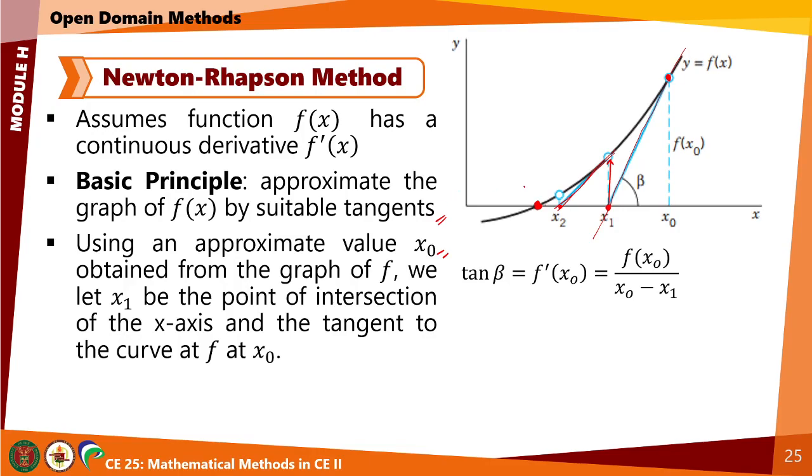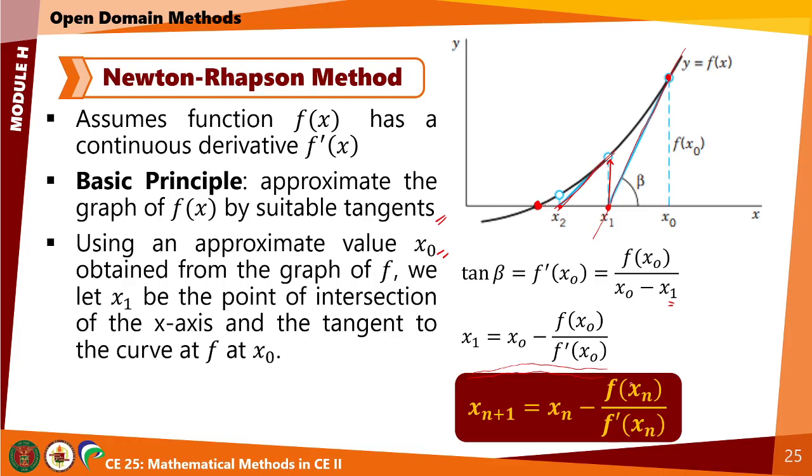So, essentially, yung slope ng line na ito is equal to f of x naught over x naught minus x1. Okay? Now, if we isolate x1, para mahanap natin si x1, ito lang siya. x1 is equal to x naught minus f of x naught over f prime x naught. So, itong equation na to, ito yung panggagalingan ng general equation for Newton-Raphson method.